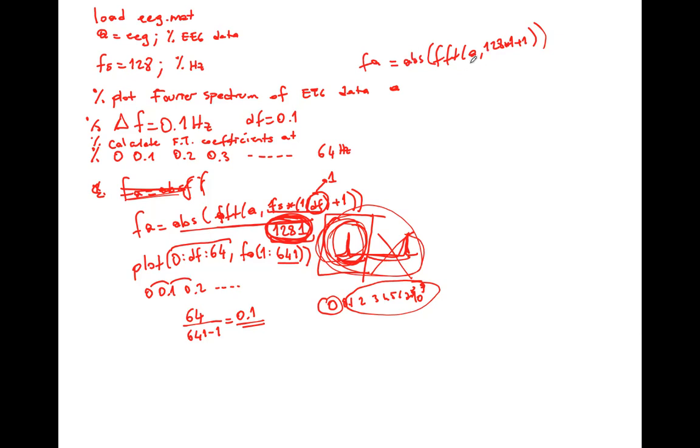Now, how many points do I have? 129. Right? Then I will need half of it. Now I have everything between 0 hertz and 64 hertz with 1 increment. Değil mi?